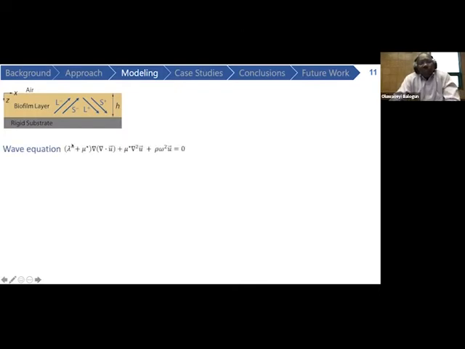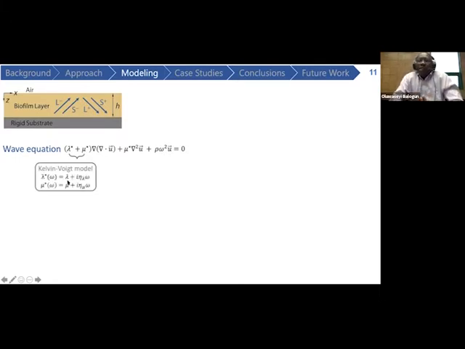So the first thing we do is to formulate the elastodynamic wave equation in terms of the Lamé parameters, lambda and mu, okay? This is a partial differential equation formulated in terms of the particle displacement vector, u. And lambda star represents the complex Lamé parameters, and that's formulated in terms of the Kelvin-Voigt model.